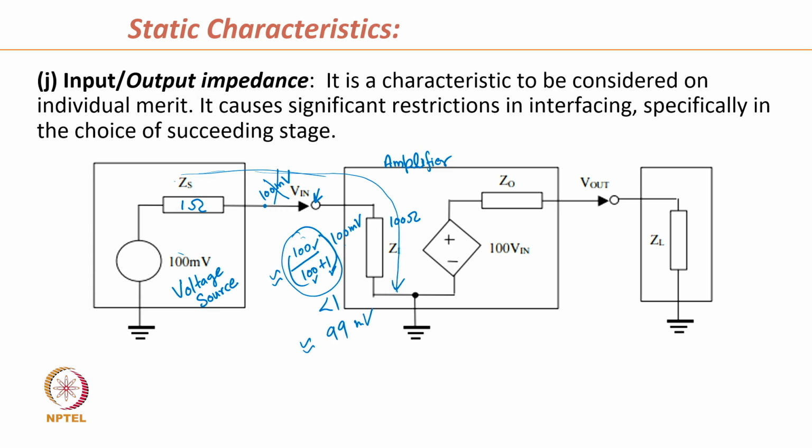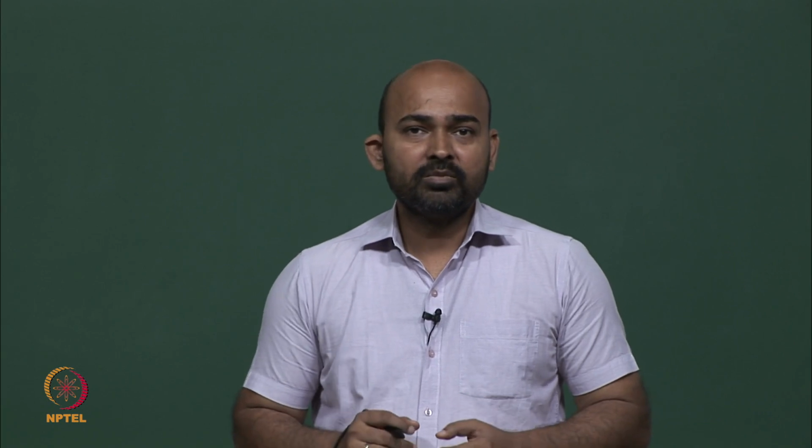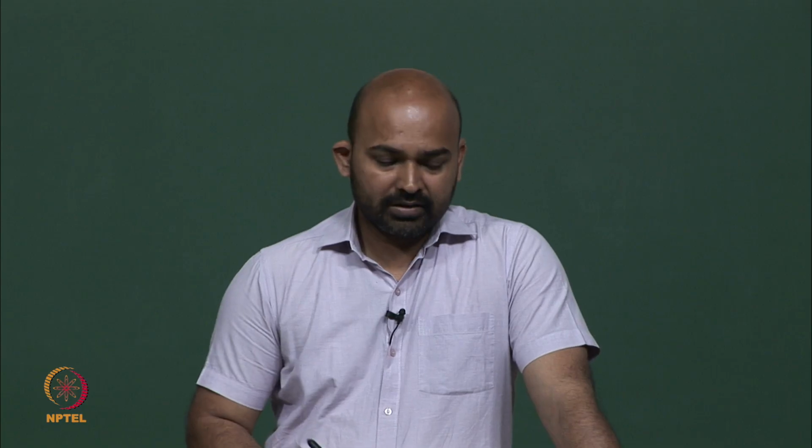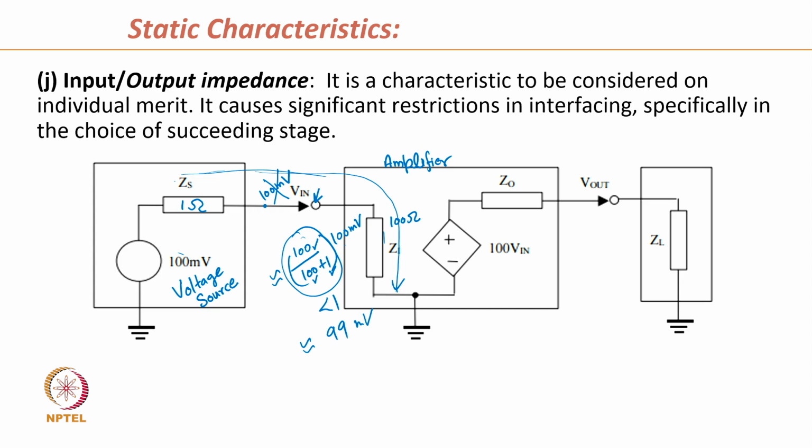Because of the interconnection of these two blocks, the output produced by this voltage source is reduced as soon as we connect these blocks together. So these input and output impedances need to be taken care of. If we have a very low impedance at the input of this amplifier, this voltage is going to be reduced further and accordingly our system gain will be limited. So these input and output impedances are static characteristics which need to be considered.